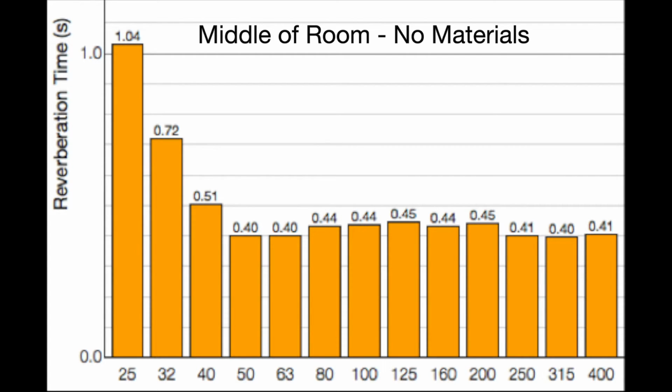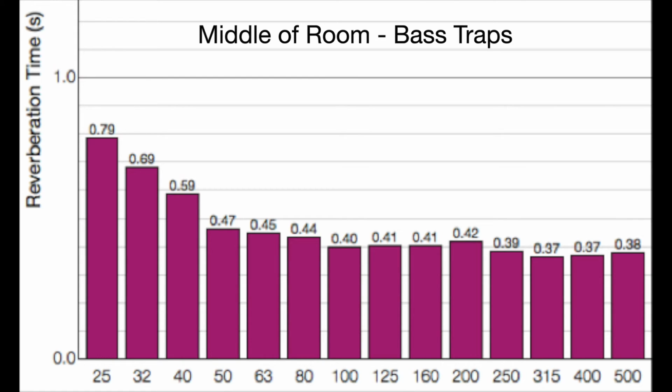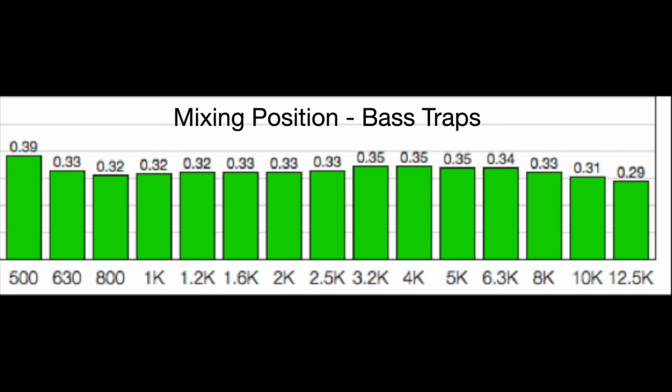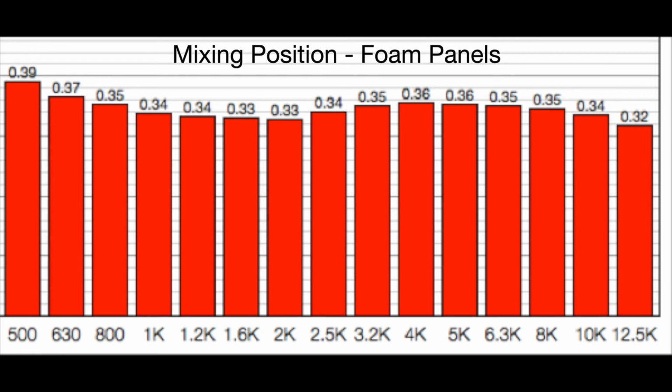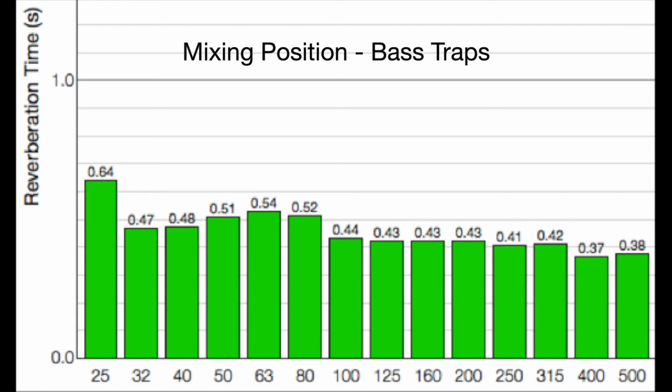This is the middle of the room with no materials. The traps had a large effect on decreasing the RT30 of the sub-bass frequencies, increasing the RT30 of 50 and 63 Hz, and decreasing the RT30 of everything past 100 Hz up to 0.04. In the mixing position, the bass traps also had an effect on the specular frequencies up to 0.02. In the mixing position, the bass traps greatly eliminated room boom.